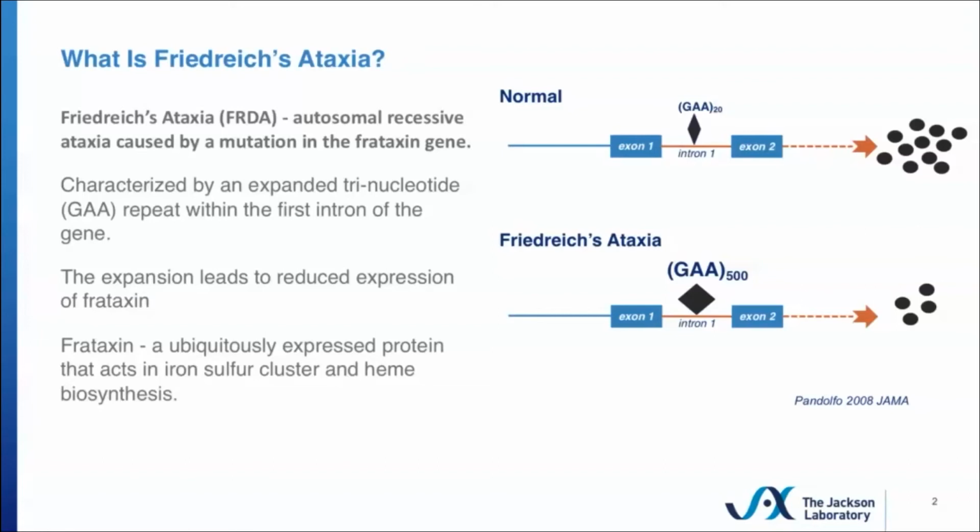It's an autosomal recessive gene caused by a repeat expansion. And you'll see that in this diagram, the normal allele. So in the normal allelic state, there's about 20 repeats in the intron of the frataxin gene. In the repeat expansion, you can have anywhere from 66 repeats to 1,300 repeats, with increasing severity associated with the lowering of the frataxin amount. So it is characterized by a trinucleotide repeat expansion, and this leads to the reduction of the frataxin protein itself.